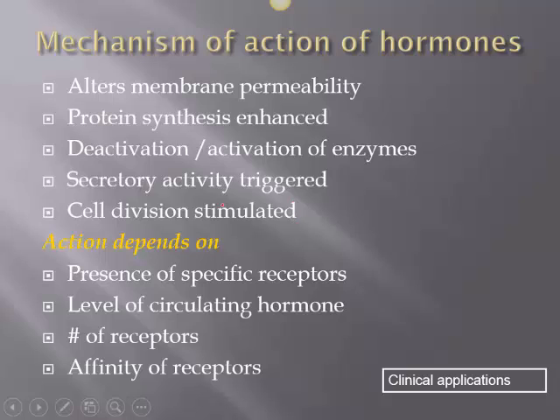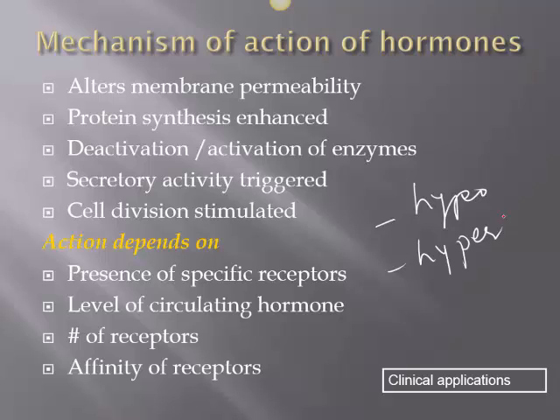Or they may help in mitosis, so cell division may be enhanced. For example, growth hormone acts on the musculoskeletal system, which makes a person grow during the growing period, so it causes increased mitosis in the cells, okay? The action depends, of course, on the presence of receptors and on the level of circulating hormones. Hormones are not produced in excessive quantities; you always need an optimal level to be present. If the level is low, we call it hyposecretion. If the level is high, we call it hypersecretion.